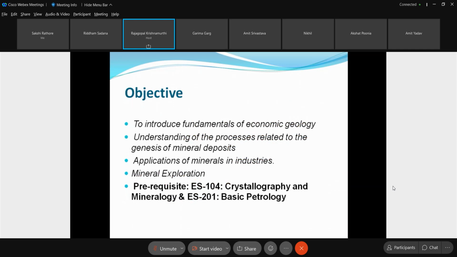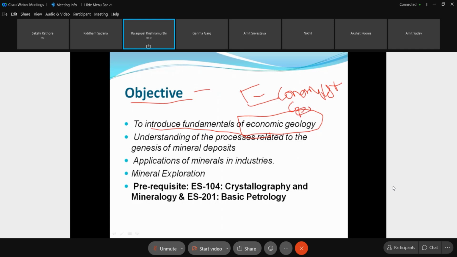Whenever you study a course, there is some objective. So what is the objective of this course? To introduce the fundamentals of economic geology. Many of you must be wondering what economic geology is. Is it something of economics and geology? No, wrong. Do you have to know economics? Not necessarily. But if you want to do mineral economics, then you have to understand economics.